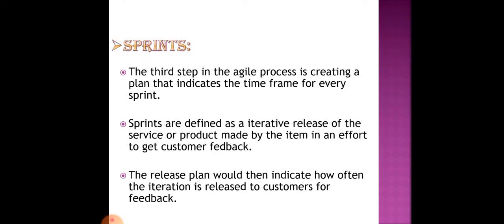The third step is sprint. In this phase, the agile process is creating a plan that indicates a time frame for every sprint. Sprints are defined as the iterative release of the service or product made in an effort to get customer feedback. The release plan would then indicate how often the iteration is released to customers for feedback.